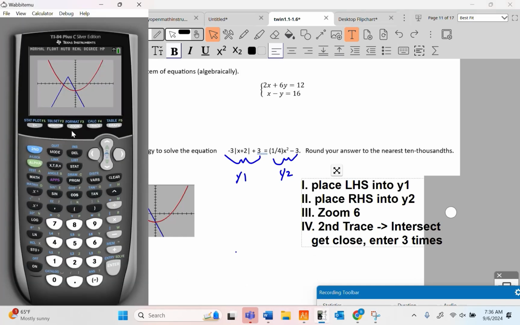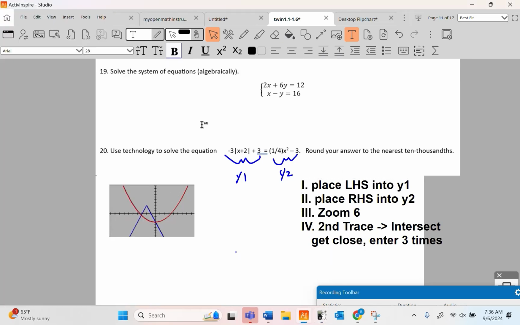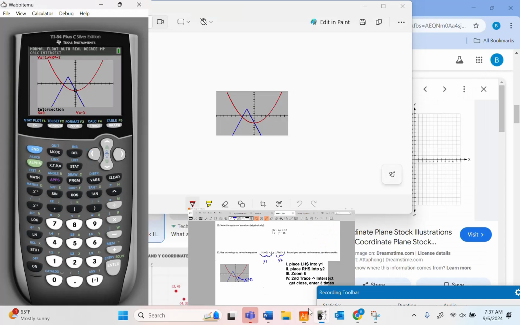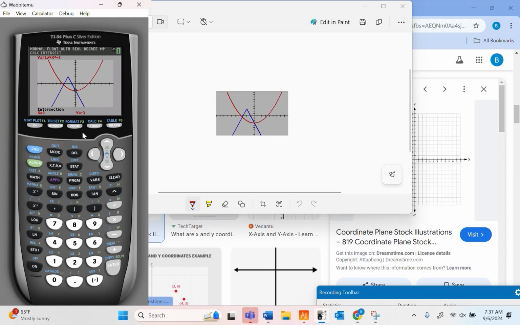All right, so second trace 5 for intersect. I'm already close to an answer. Enter, enter, enter. Oh, it was at 0, -3. So this one was legit. X equals 0. That's pretty obvious just by looking at the graph, isn't it? The next one won't be quite as nice. You have to go through the process again.